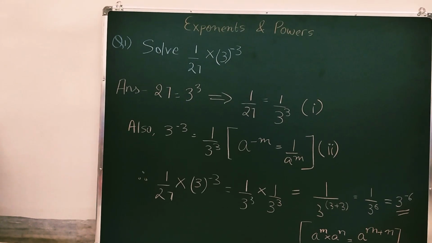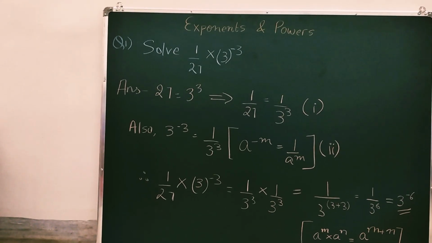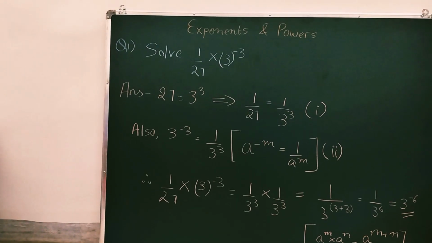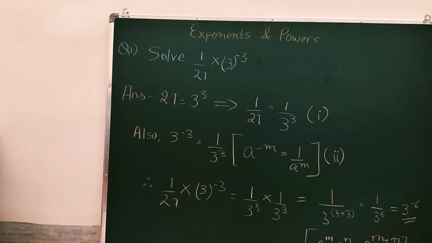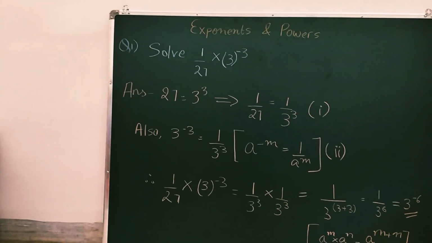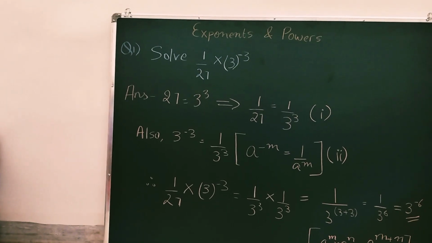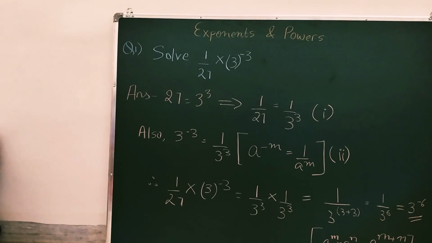So our answer is 1 by 3 raised to power 6 or 3 raised to power minus 6. Again we can write it according to the law a raised to power minus m is equal to 1 by a raised to power m. I hope this solution was clear to you all.